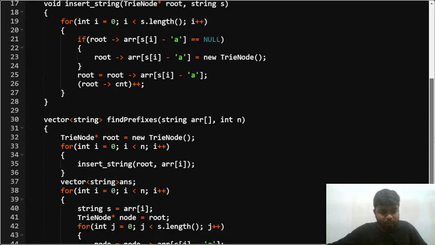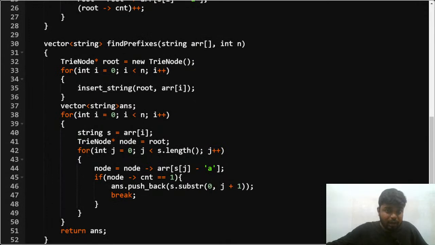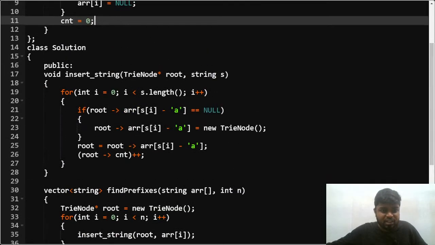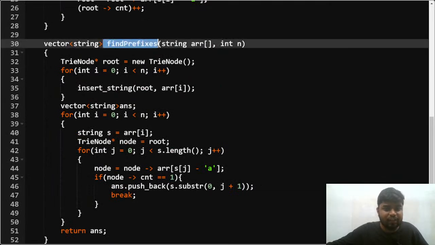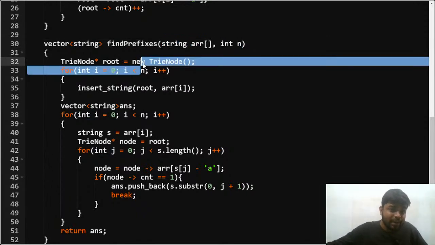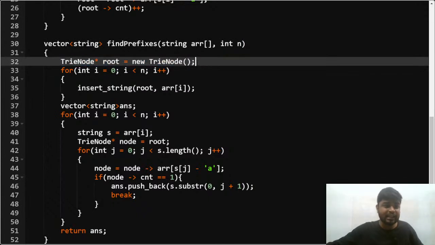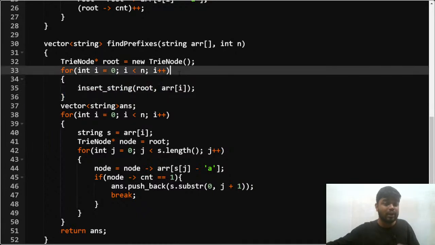Then I'll be given this particular function, where I have to find the prefixes. I'll be given the array of strings, and n, that is the number of strings. So I'll declare a new trie, a root. Once I have the root, I'll insert all the n words into the trie. This function will insert the ith word into the trie.